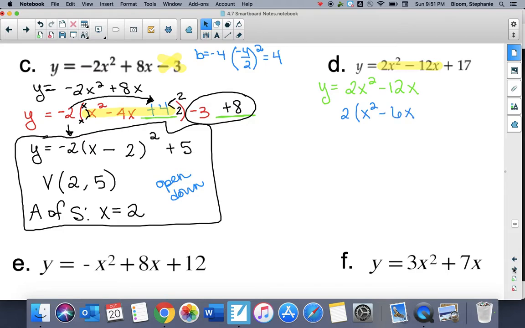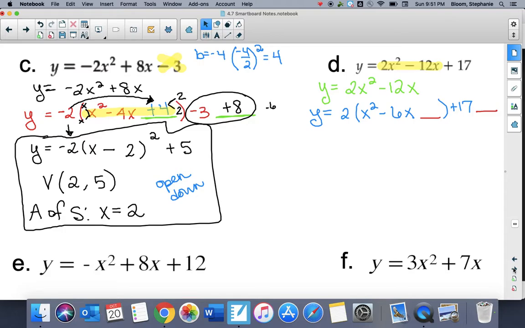I'm going to leave a spot. And then I have plus 17. And then I'm going to leave a spot to keep it balanced. And then I need to write my y equals here. Okay, so remember that you're looking here at your b value. So my b is -6. So I'm going to do that over here.